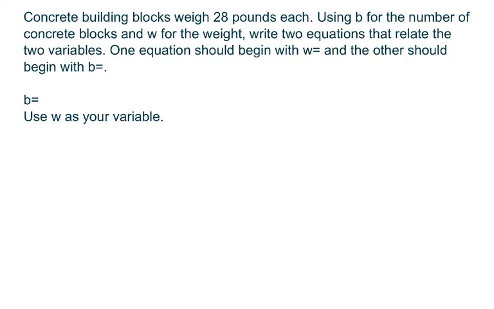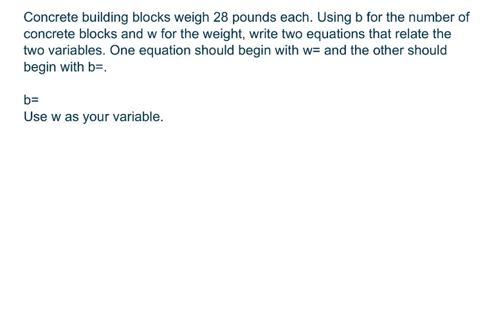Concrete building blocks weigh 28 pounds each. Using B for the number of concrete blocks and W for the weight, write two equations that relate the two variables. One equation should begin with W equals, and the other should begin with B equals. Use W as your variable.